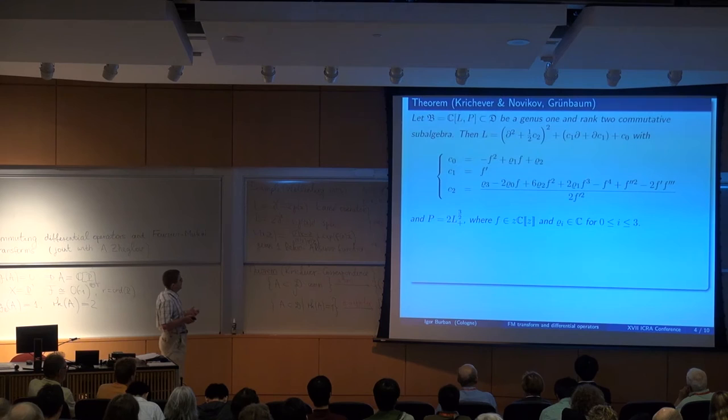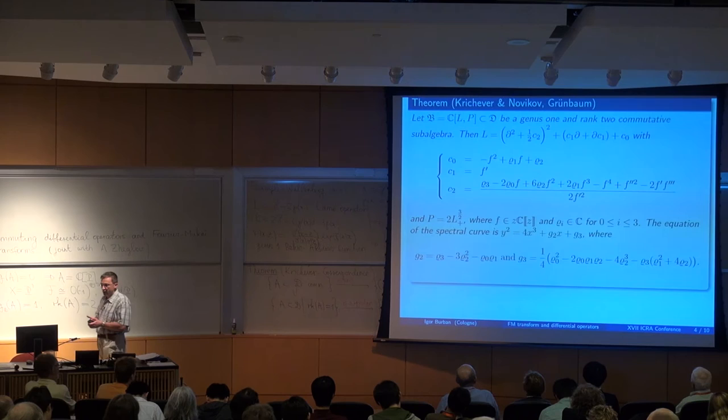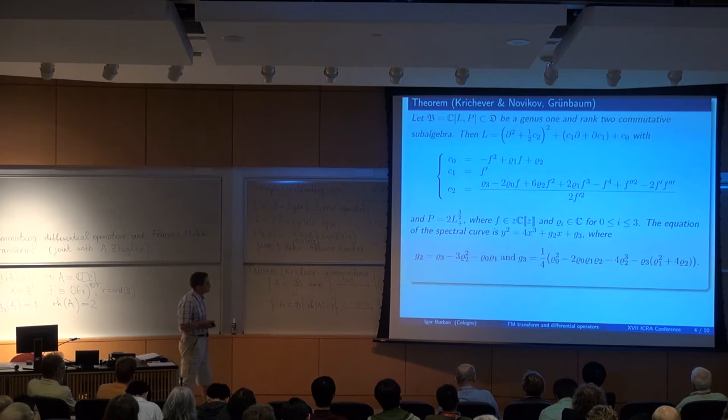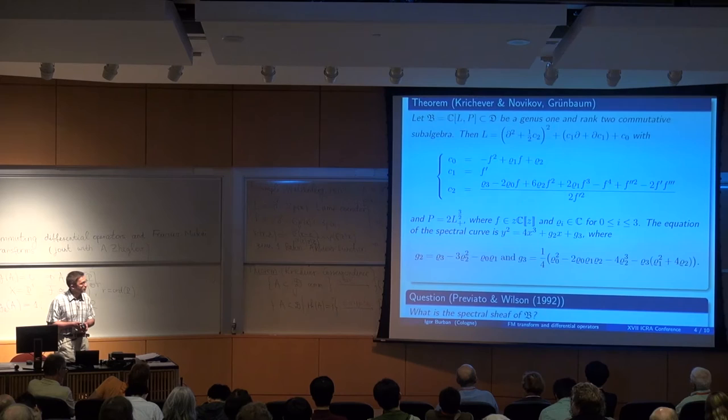For rank 1 algebras, we have parameters which are algebro-geometric, but here we suddenly get a parameter which is an arbitrary power series. And we also get the equation of the spectral curve, with coefficients which are explicit in Grunbaum's parameters. So the question posed by Previato and Wilson was very natural: what is the spectral sheaf of B? And they gave an answer to this question in the smooth case. And we wanted to answer the question of Previato and Wilson in general.